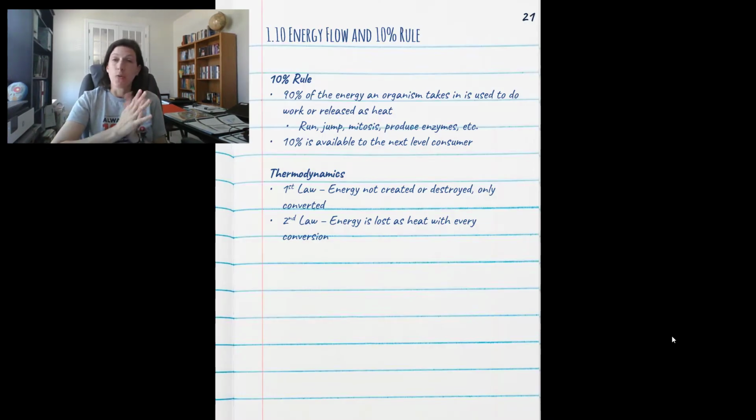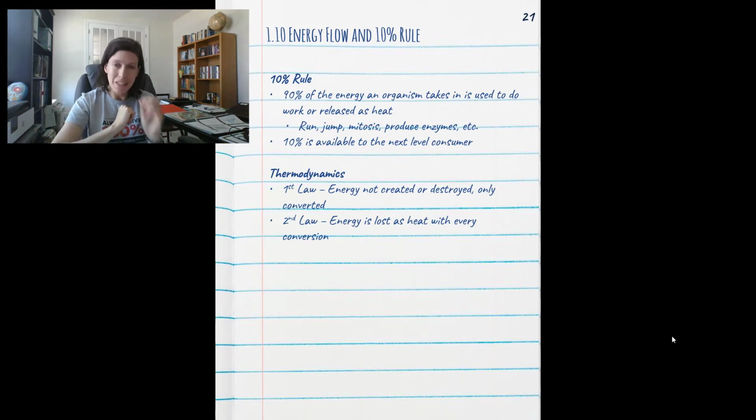Here's the information that you're going to write down on page 21. First, we'll talk about the 10% rule. 90% of the energy an organism takes in is used to do work, or it's released as heat. So when it says used to do work, it's talking about things like running, jumping, cell division, mitosis, producing enzymes, doing what it takes to live and to keep your body going. 90% of the energy that an organism takes in is used for those purposes or lost as heat.